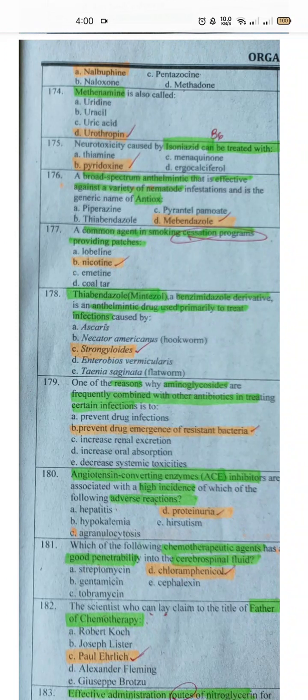Okay, 175. Neurotoxicity caused by isoniazid can be treated with pyridoxine. So, neurotoxicity caused by isoniazid can be treated with pyridoxine.